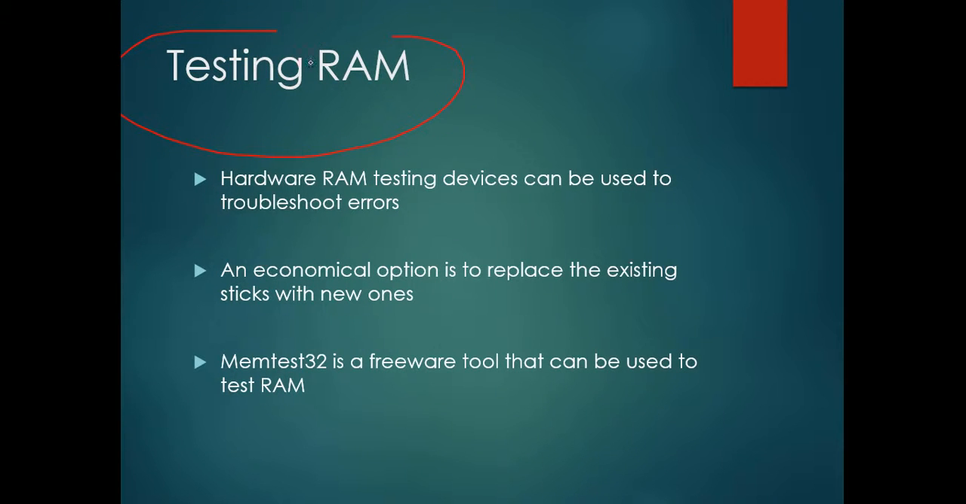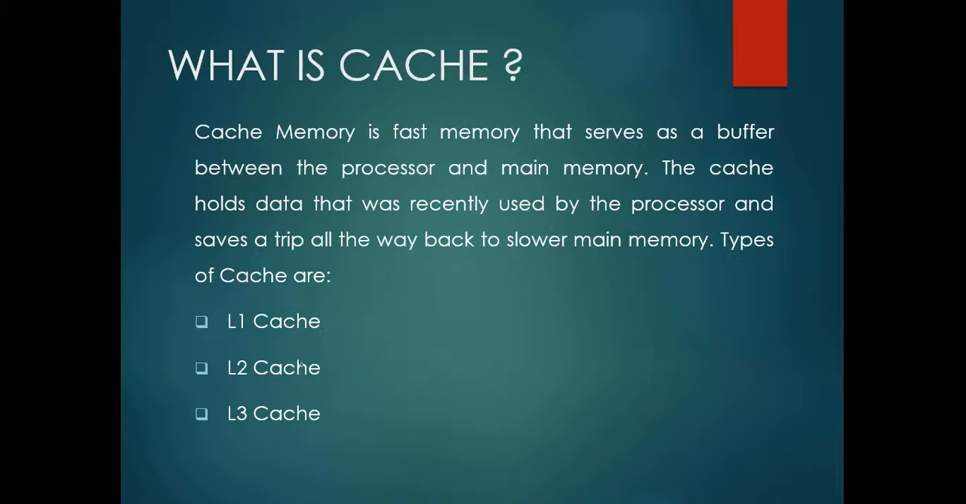How to test the RAM? Hardware RAM testing devices can be used to troubleshoot errors. First of all, hardware RAM testing. And the economical option is to replace the existing stick with a new one. Or you have MemTest32. This is a freeware tool, and you can test the RAM using MemTest32.